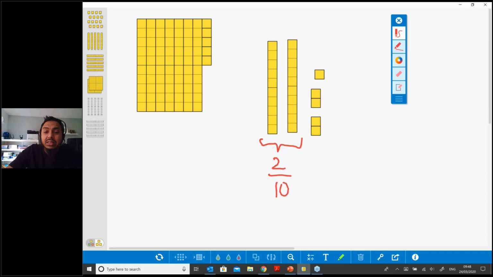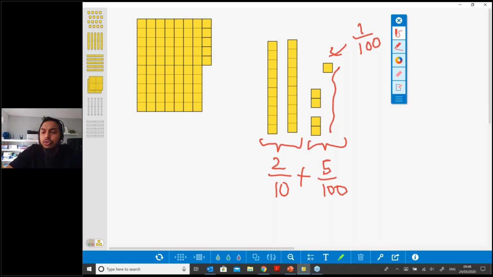What about this, class? That's a bit more tricky, isn't it? Let's have a think about this a bit more. How many of these do I need to make the whole piece of paper? I need 100 of these. So this is 1 out of 100. This is 1/100th, that small piece. But there are 5 of these here, so we're going to call that 5/100ths. So I've got 2 tenths and I've got 5/100ths.